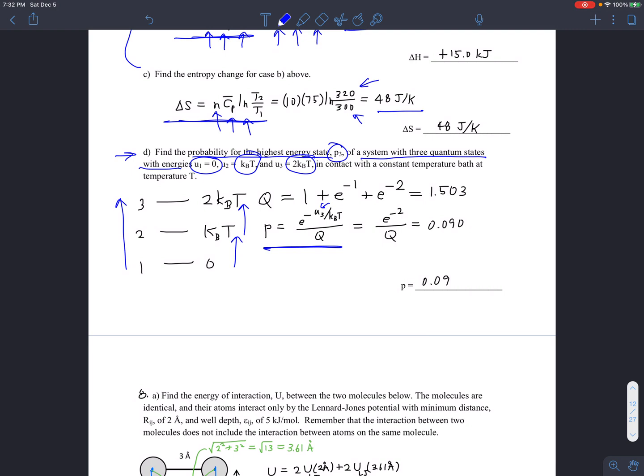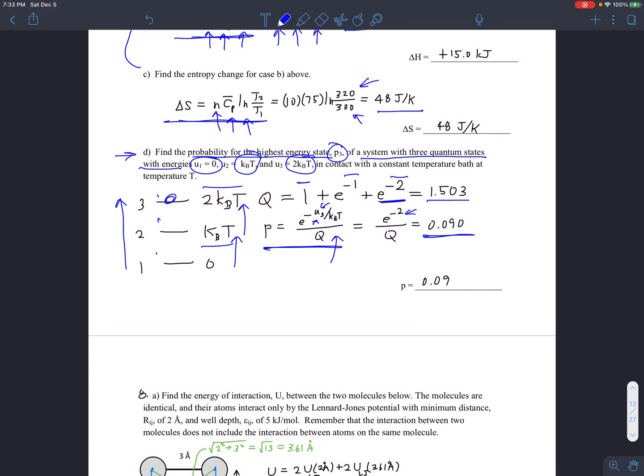So we need Q. Q is just the sum of these exponentials for all 3 states, and so that's a 1 because the energy of the bottom state is 0, so e to the 0 is 1. Then e to the minus 1 because U2 is kBT, so it's kBT over kBT, that's e to the minus 1. U3 is 2 kBT, and so it's e to the minus 2, and that gives 1.503 for Q. Now we just have to plug in e to the minus U3, that's e to the minus 2 again, same as this guy, and that gives a probability of 0.09 for being in this top state.